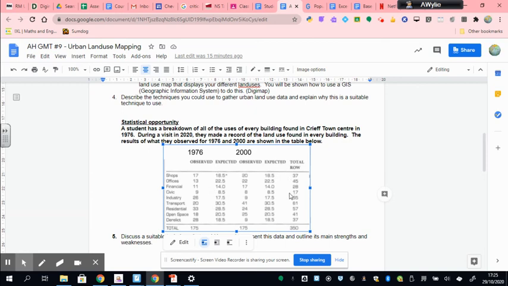Now, you don't need to worry about the maths, but what you can see is you've got these land uses representing your categories. You've then counted the number of shops, 17 in 1976, 20 in 2000. You observed back in 76, 13 offices were observed, 22 were observed in the year 2000. And what you're trying to do is see if there's a statistical difference between the land uses in 1976 and 2000. So has there been a change?